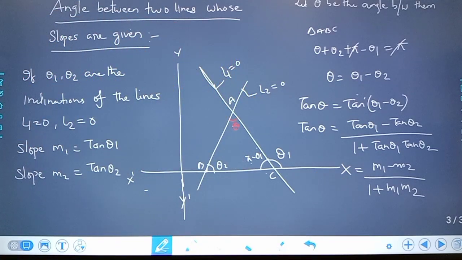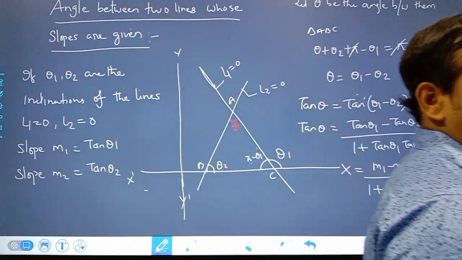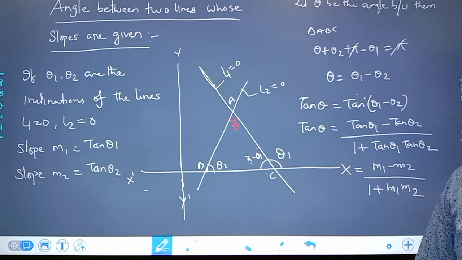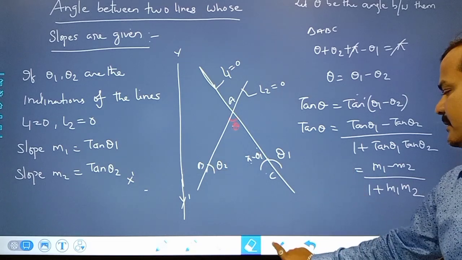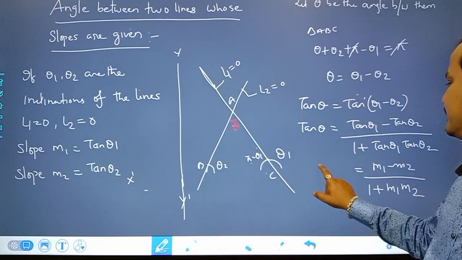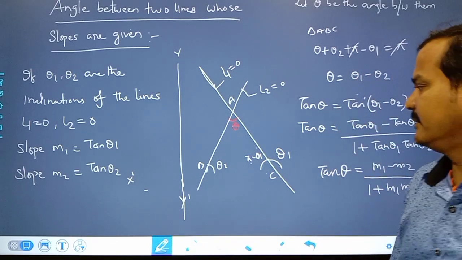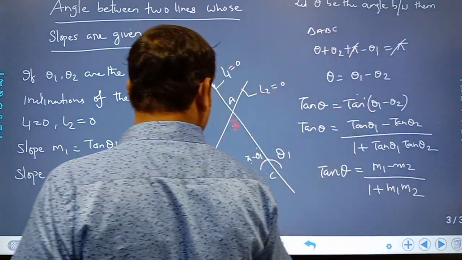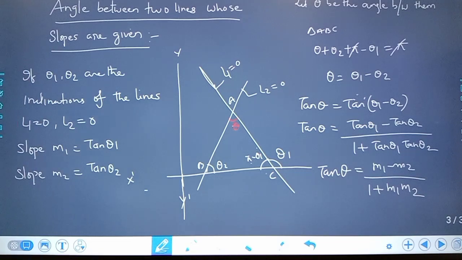This is the formula you can use when the slopes are given. So tan theta is equal to this formula. This is the angle between two lines. The angle between the two lines is found using this formula.